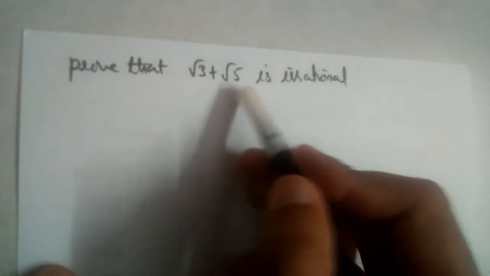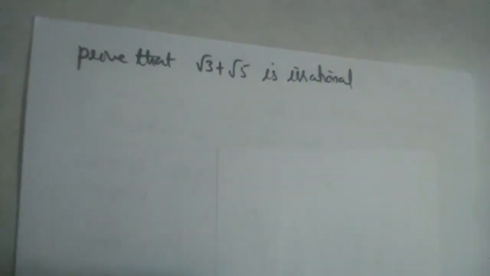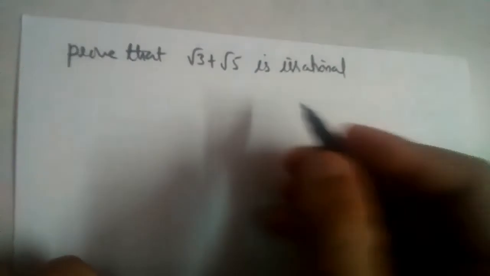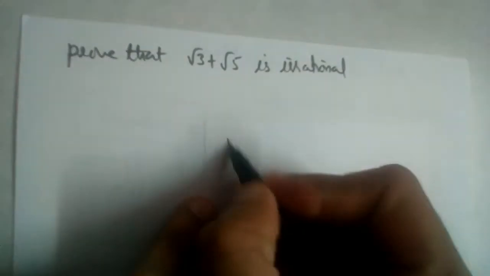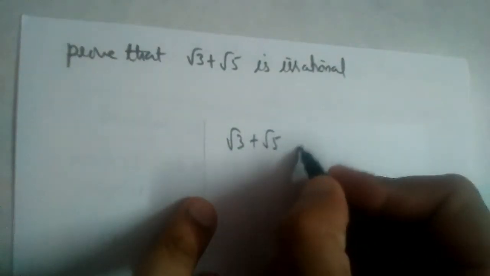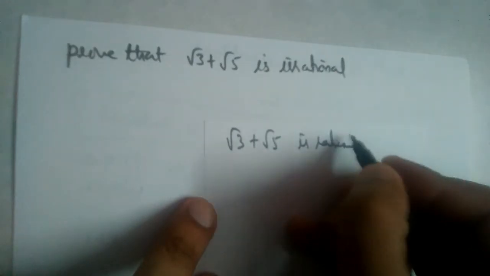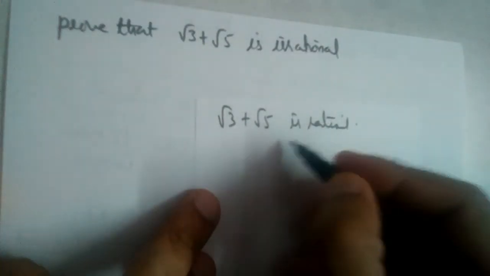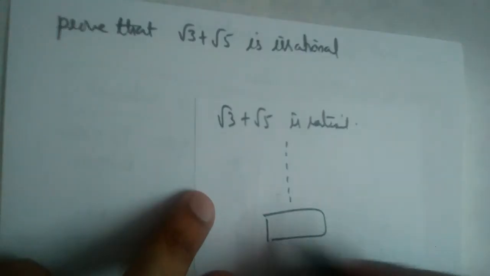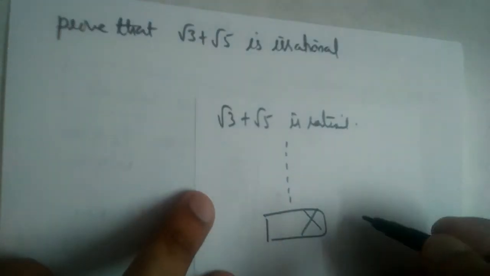Prove that root 3 plus root 5 is an irrational number. Okay, now the proof is by contradiction. What is contradiction? Whatever is given, we'll assume the opposite of that. We'll assume that root 3 plus root 5 is rational, and we'll solve the problem. We'll come to a conclusion. That conclusion will be wrong.